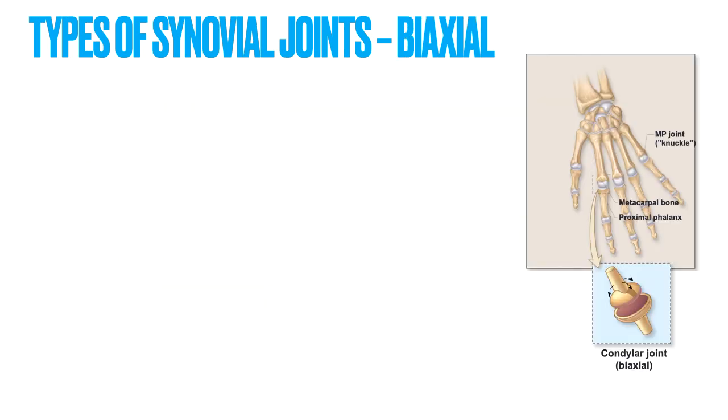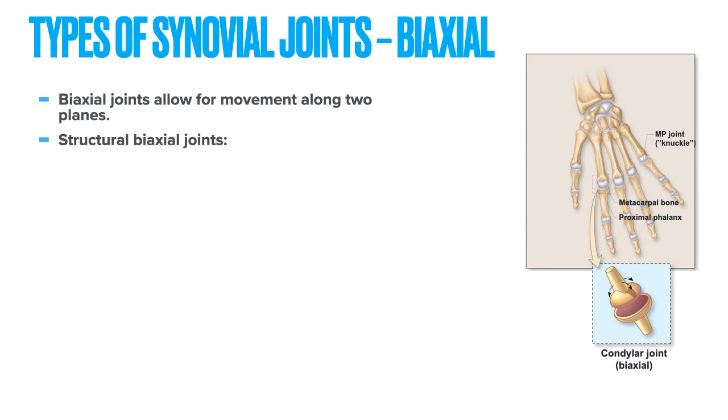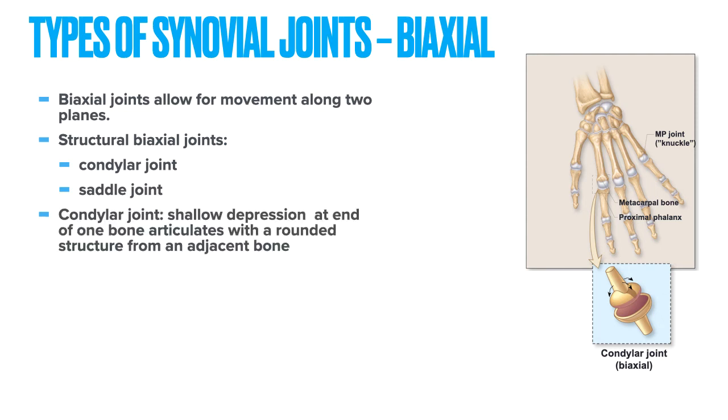All right, so biaxial, these are going to be joints that allow for two planes of movement, and you're going to have two biaxial joints. You have the condylar joint and the saddle joint. So in a condylar joint, there's a shallow depression at the end of one bone that articulates with a rounded structure from an adjacent bone. So your knuckle or your metacarpophalangeal joints of the hand are good examples of this type of joint.